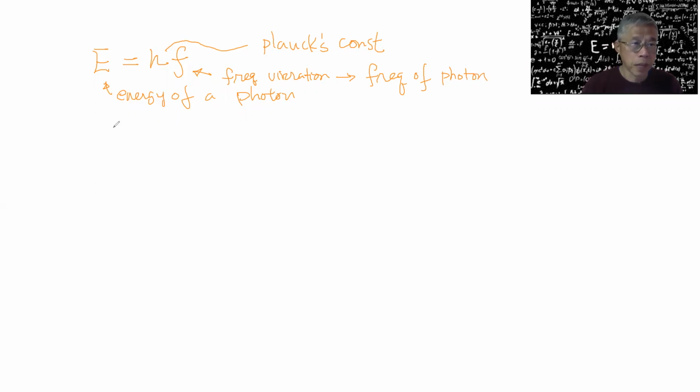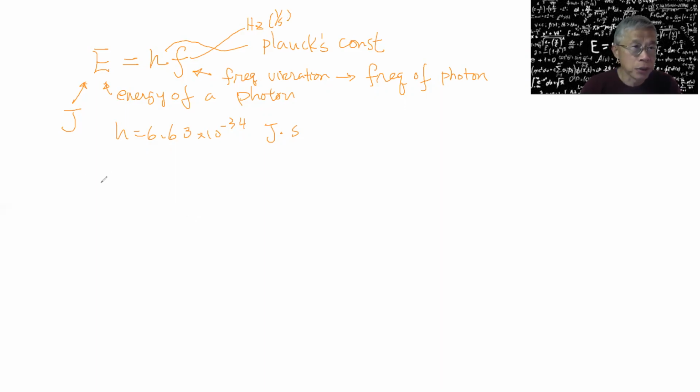So H is equal to 6.63 times 10 to the negative 34 joule second. That's the unit. Energy here is still in joules, and frequency is in hertz, which is 1/second. So you can see the seconds cancel and it becomes joules.